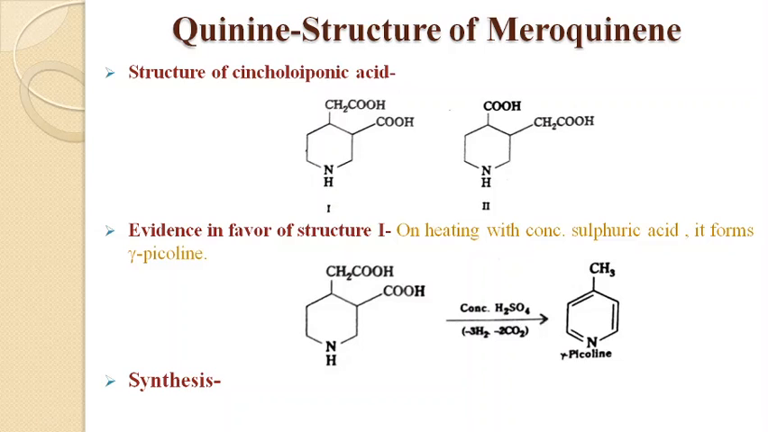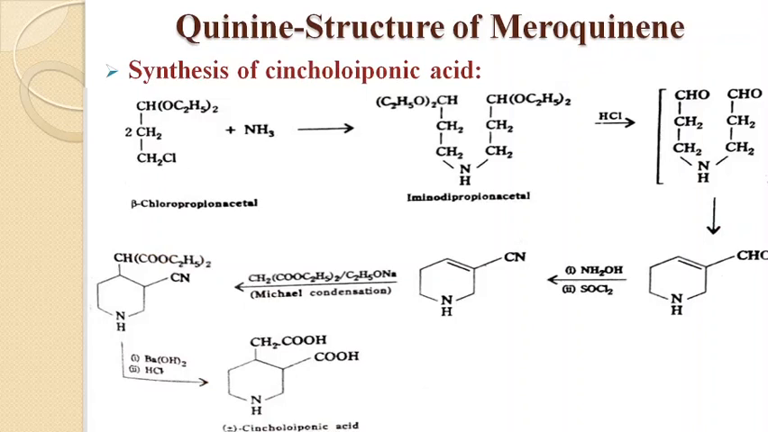The next evidence in favor of structure 1 is the synthesis. In the synthesis of cincholoiponic acid, the important compound taken first is beta chloropropionyl chloride. Two molecules of beta chloropropionyl chloride and ammonia undergo this reaction and form iminodipropionyl chloride with the formula here. The two beta chloropropionyl chloride molecules have joined.